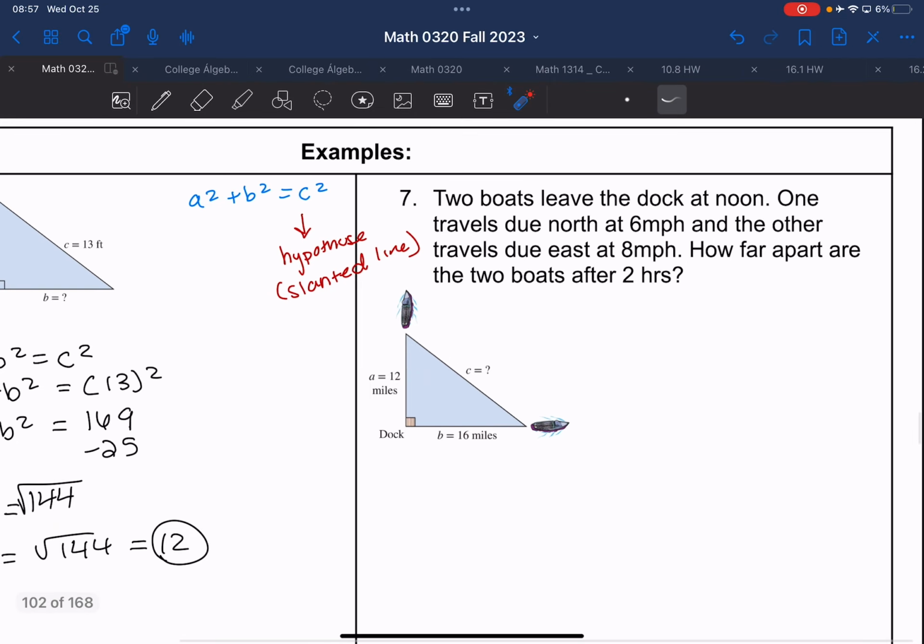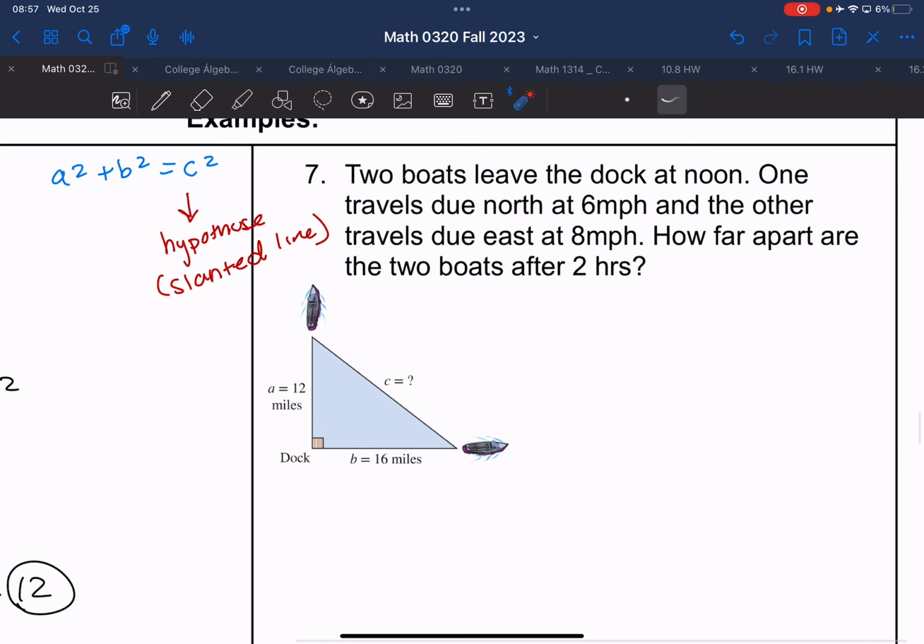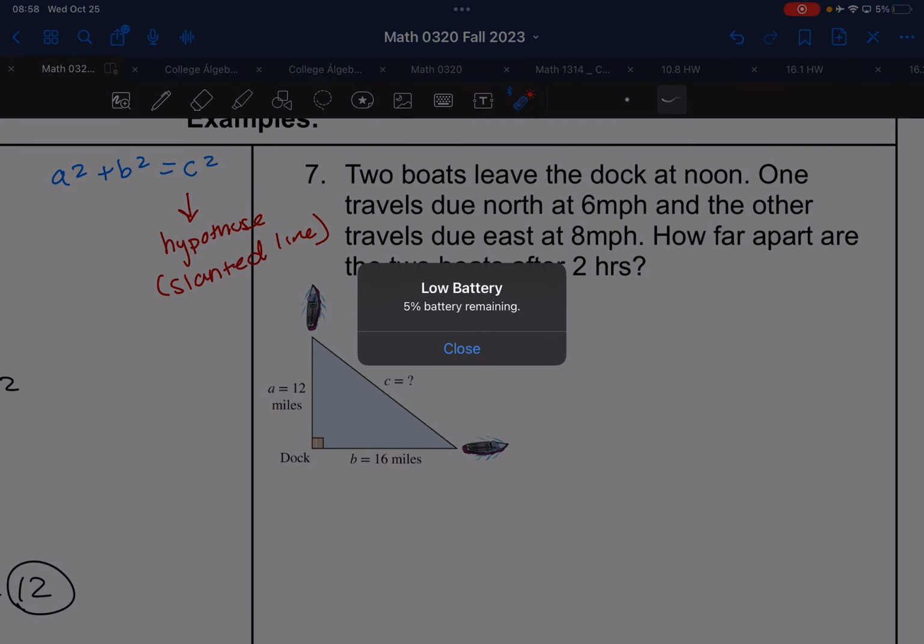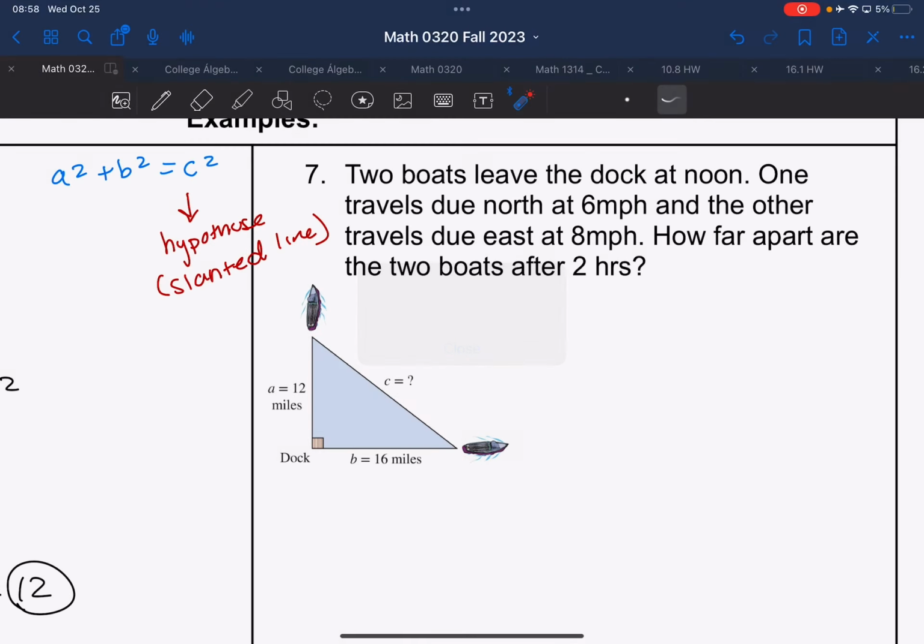Okay, let's look at number 7. Number 7 says 2 boats leave the dock at noon. One travels due north at 6 miles per hour. The other travels due east at 8 miles per hour. How far apart are the 2 boats after 2 hours? Okay. So here, they already set up the diagram for us, okay?